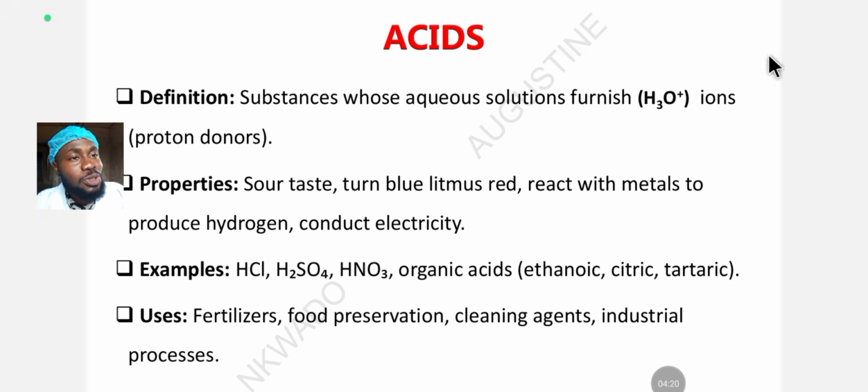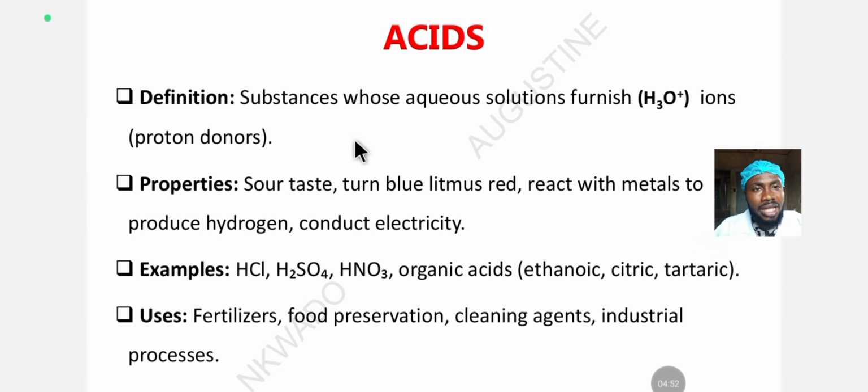I make that definition easier by giving you this: a substance whose aqueous solution, meaning when the substance is dissolved in water, forms what? Hydronium ion. This is the ion it forms, the proton, which is positively charged. That's the proton it donates when it ionizes in water. So let me ask you, what comes into your mind when you hear acid? Write all of them down inside your notes.